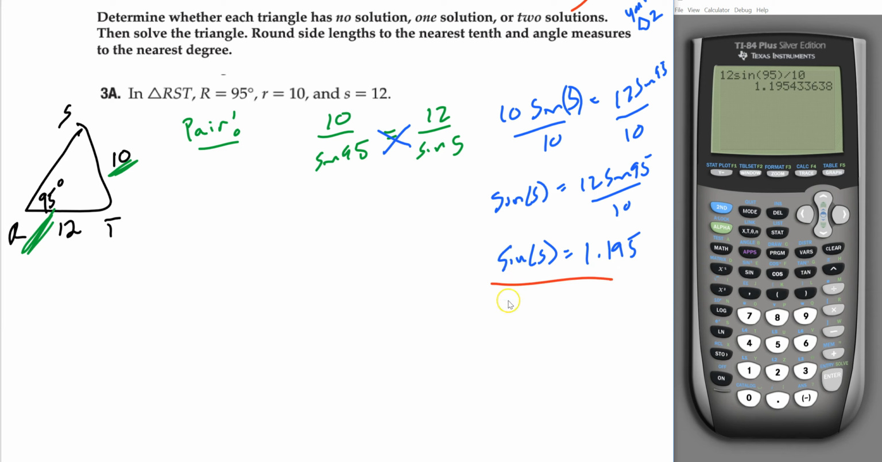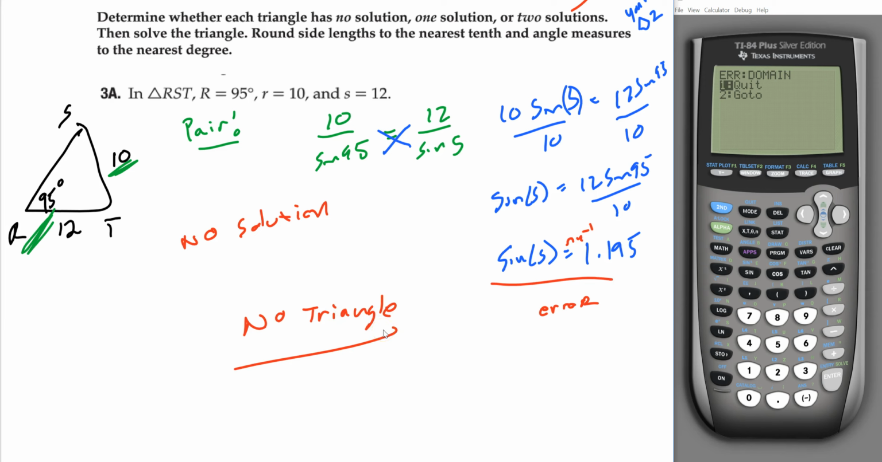And I could try it. Remember how to get rid of sine? Sine inverse both sides. If I do that, sine inverse of my answer here, you can just select the values. It says domain error. That's an error, too big. So if I try to do sine inverse, I get error. So this means no solution, no triangle. So again, just solve it like normal. If it doesn't work, no triangle.